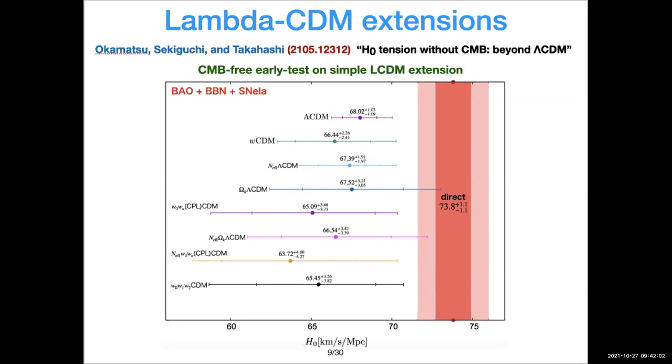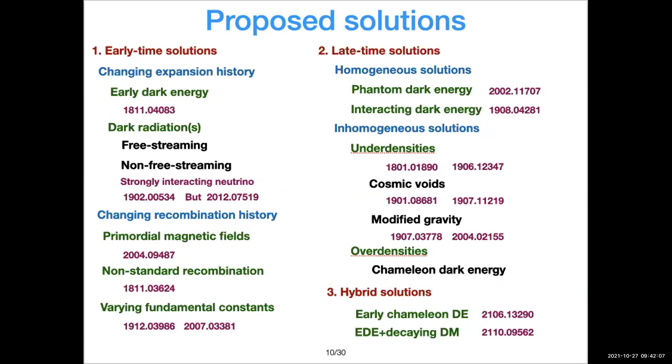Therefore, we go beyond the simple extension of the lambda CDM model, for example, the early time solutions from changing the expansion history or the recombination history. We can also have the late time solutions from the homogeneous and inhomogeneous modifications. Recently, there's a rising interest in the hybrid solution, for example, the early chameleon dark energy and early dark energy with decaying dark matter.